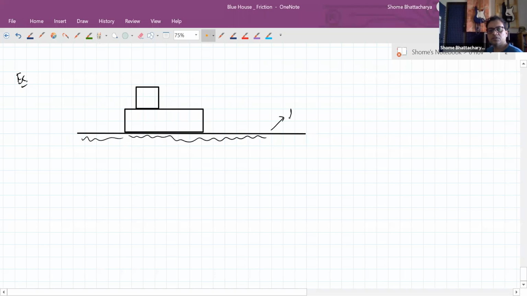So this surface has a coefficient of friction of 0.4, and this surface has a coefficient of friction of 0.6, and m1 is equal to 15 kg, m2 is equal to 5 kg, and take g as 10 meters per second squared.